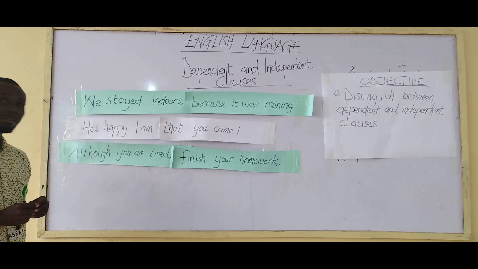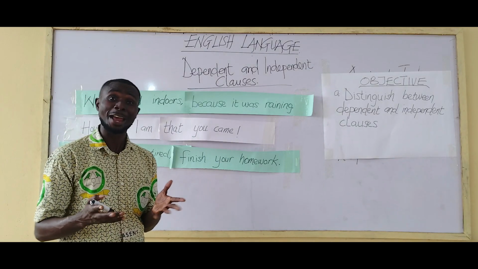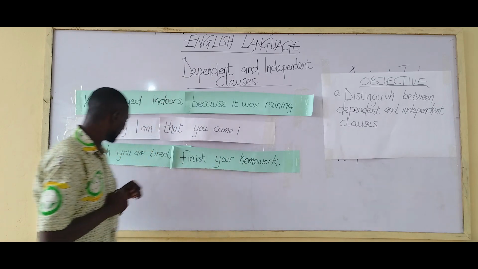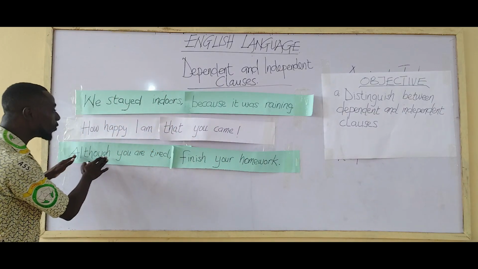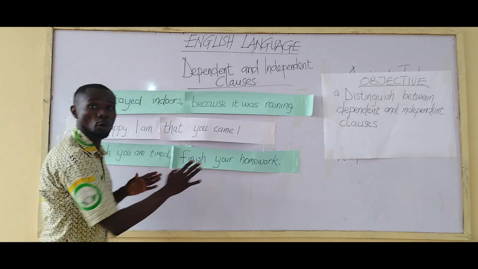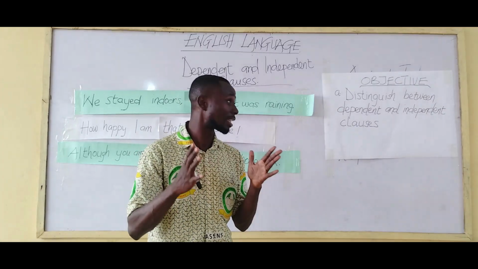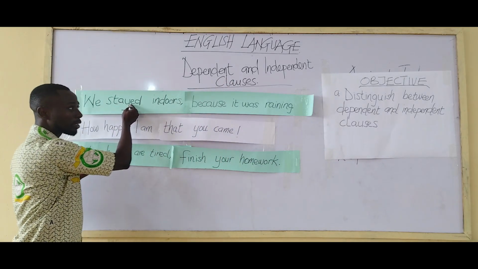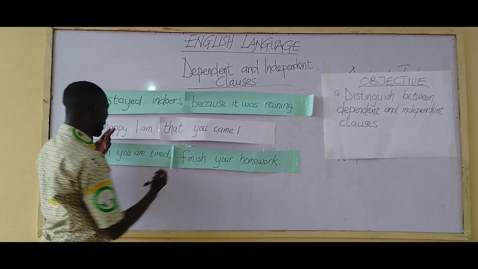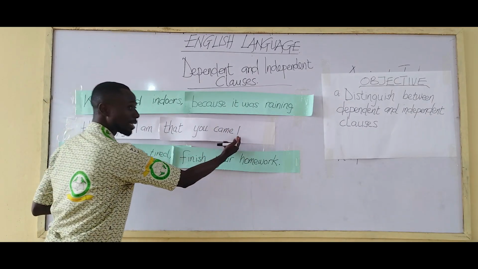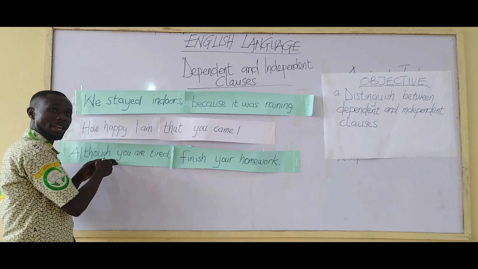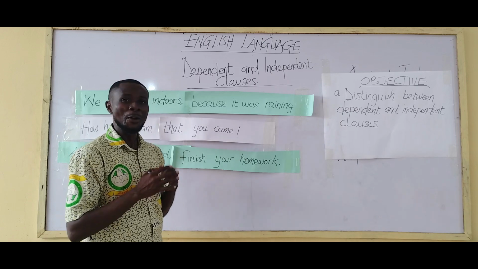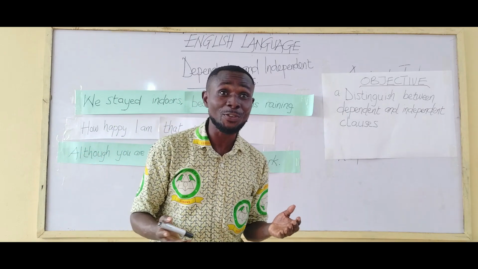So let's check this. Finish your homework. When I say finish your homework, that makes a complete thought. So this becomes our independent clause. So you realize that although you are tired, finish your homework becomes a complete sentence. So this is an independent clause and this is a dependent clause. Another independent clause, this is a dependent clause. This is a dependent clause and this is an independent clause. Great. Any questions so far?